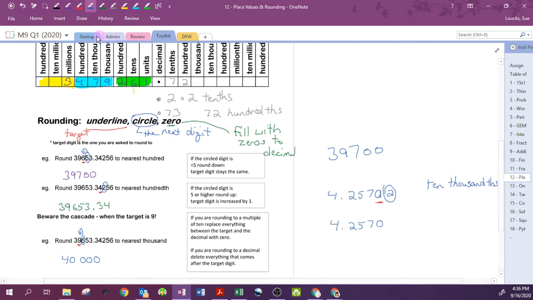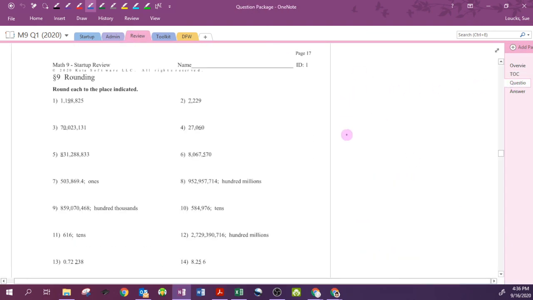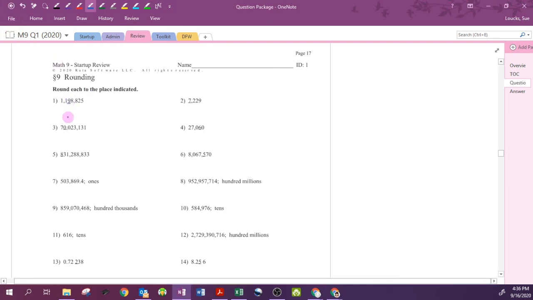And let's go and take a look at the review package, question page. We're on page 17. And so some of the questions have a spot underlined already. So like this one, the 9 is underlined. That's where you're going to round to. And some of them tell you you're rounding to the nearest hundred thousands or the ones or the tens or whatever. Okay, so go ahead and do that rounding, and I'll catch you later.